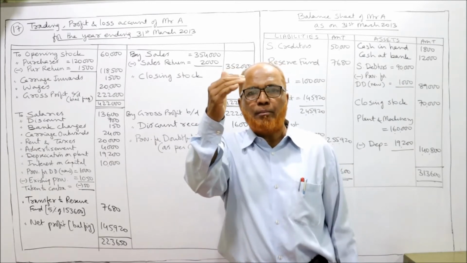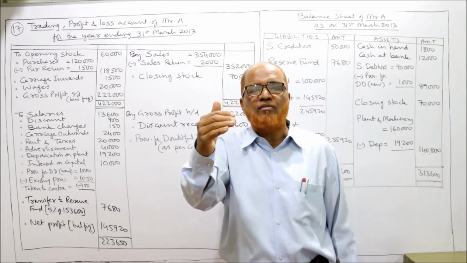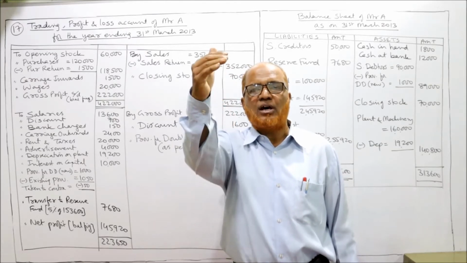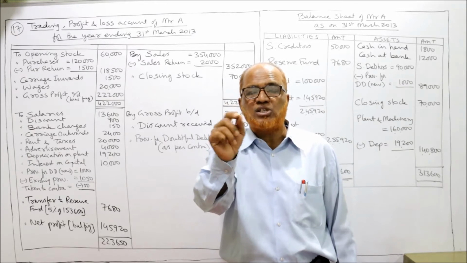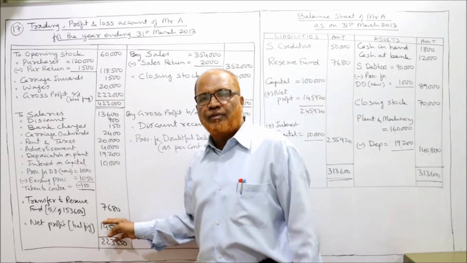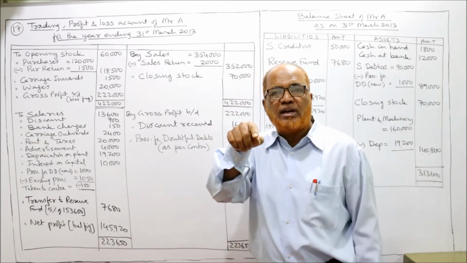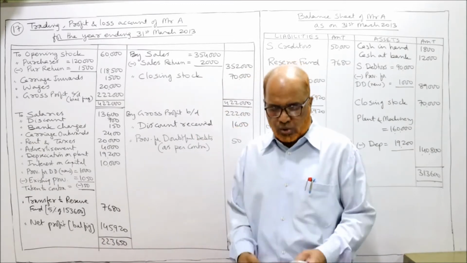So new provision minus old provision. New provision 1000, old provision 1050. So 1000 minus 1050 is minus 50. So we should not take minus 50 on debit side. We will take that 50 on the credit side. This point we already came across in the previous problem also.